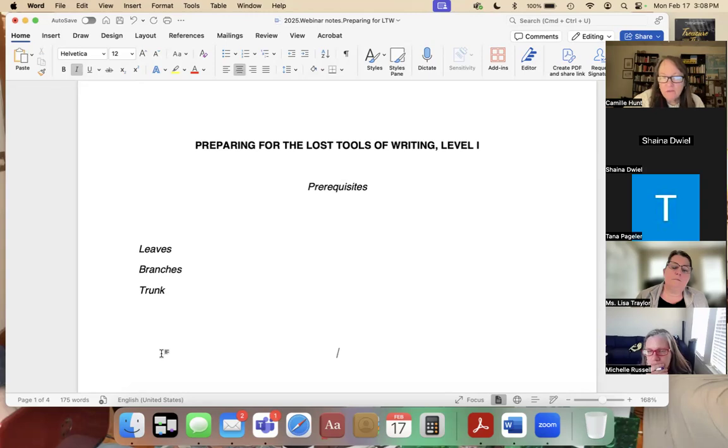So we call it Lost Tools of Writing, but really it has other nicknames. Sometimes we call it the Lost Tools of Thinking. Michelle, you're smiling. What else do we call it? That was just the one I was thinking of, the Lost Tools of Thinking. Yeah. Well, sometimes we call it the Lost Tools of Reading, because if you're reading a book and asking these questions, it's helping you to read better. So all of these verbal skills are included in the Lost Tools of Writing.